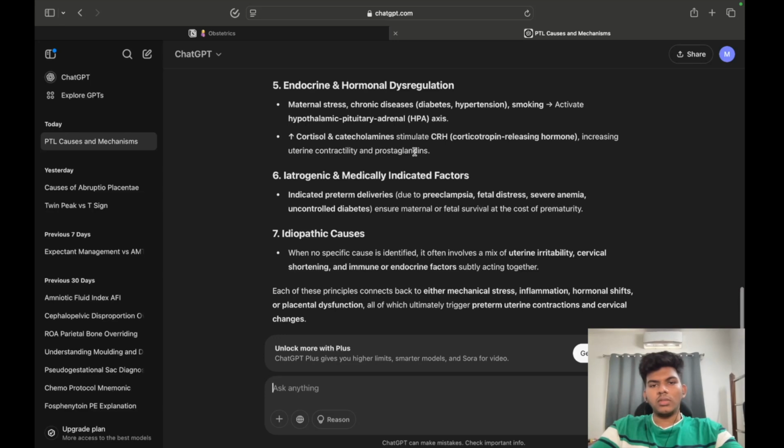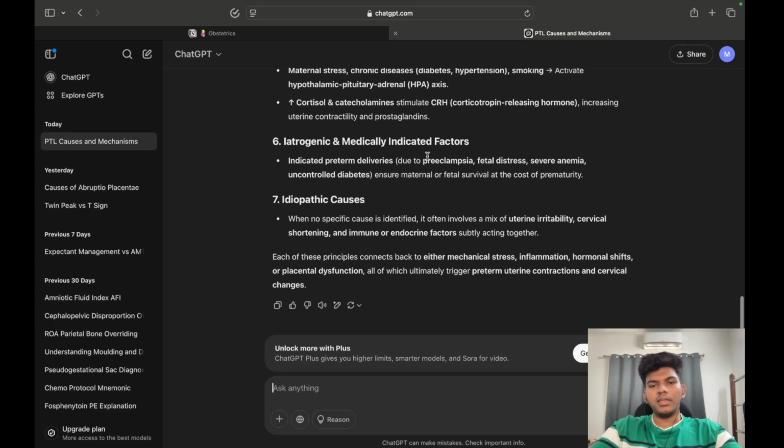And cortisol, catecholamines can also increase the contractility, and prostaglandins. Iatrogenic and medically indicated factors ensure maternal and fetal survival at the cost of prematurity. So this is a decision that is being made by the physician.